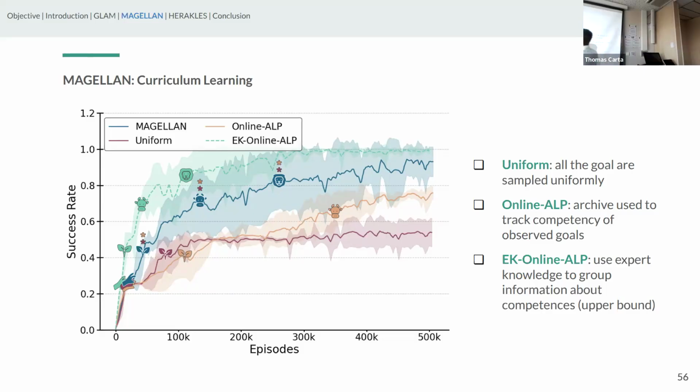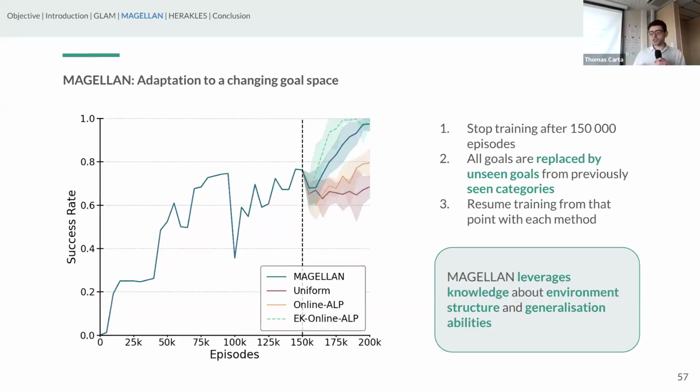And what we can see is that our method, except for the expert knowledge one, is the only one that is able to recover the grow carnivore part of the goal space. That is, it is able to learn this part of the goal space. And we have a very similar dynamic to the expert knowledge online ALP method. So being able to learn inside a large goal space is very important, but as I said before, open-ended agents tend to learn inside evolving goal spaces.